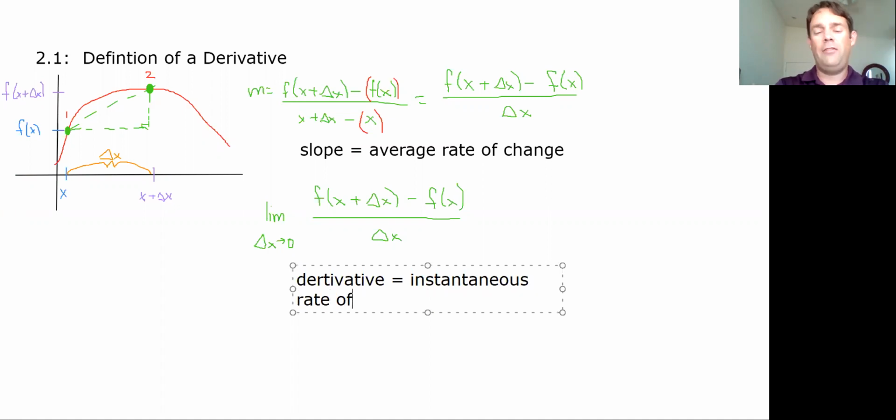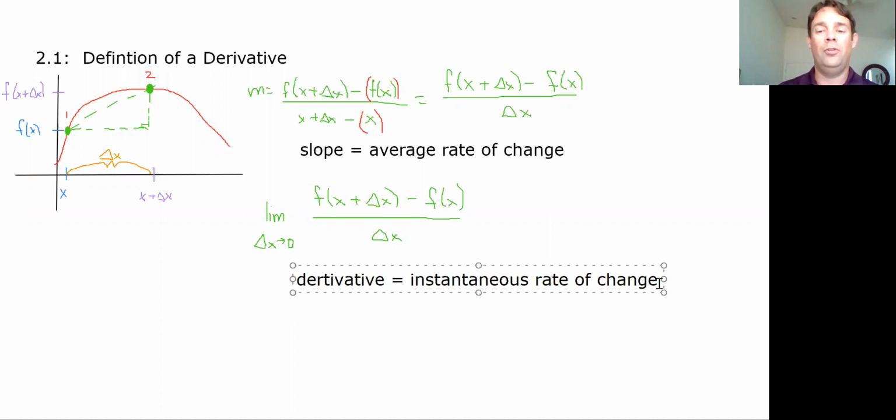instantaneous rate of change. You ever have those words that are just hard for you to spell no matter what? I do. Like this instantaneous. For whatever reason, I always struggle with that.